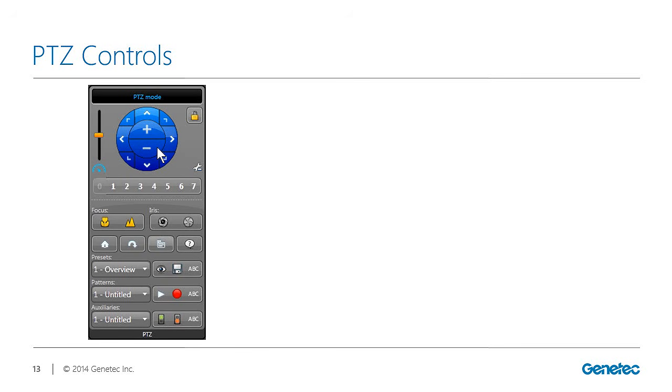Now if the camera supports these features and they're not grayed out, you can also choose to set and activate presets. We have quick presets there, and we have our preset activations here. We can also run patterns from here, which tell the camera to move around a specific way to view different locations.